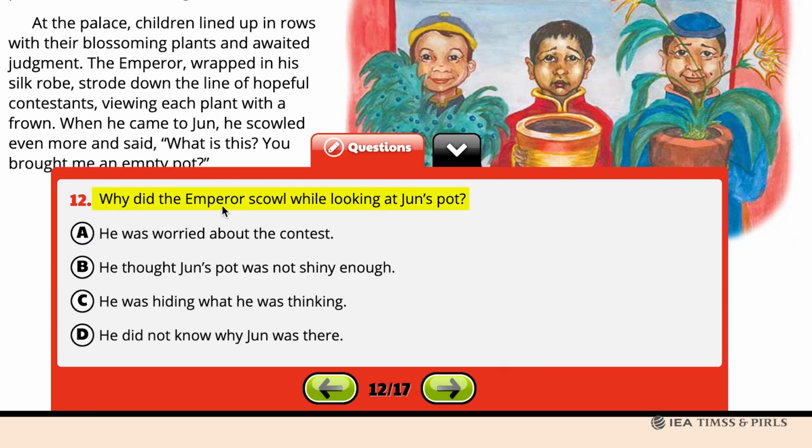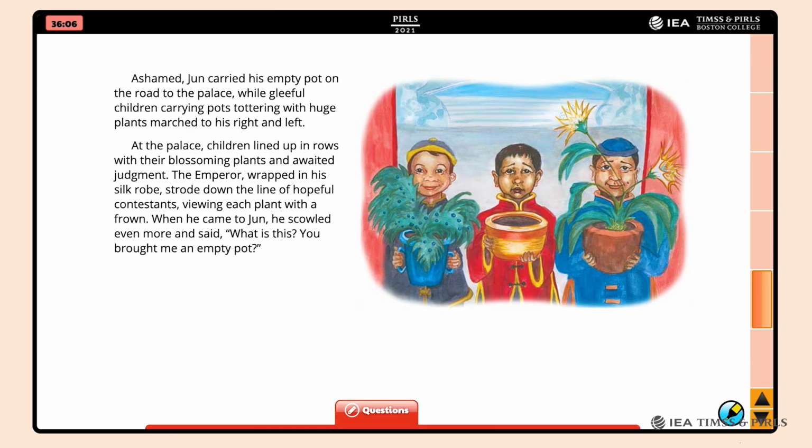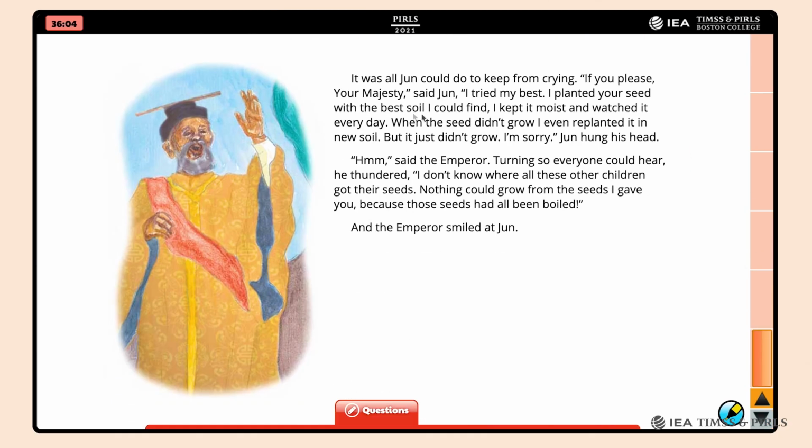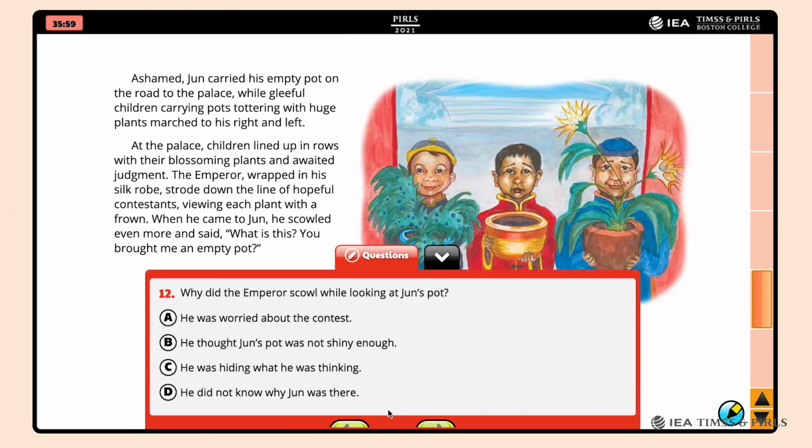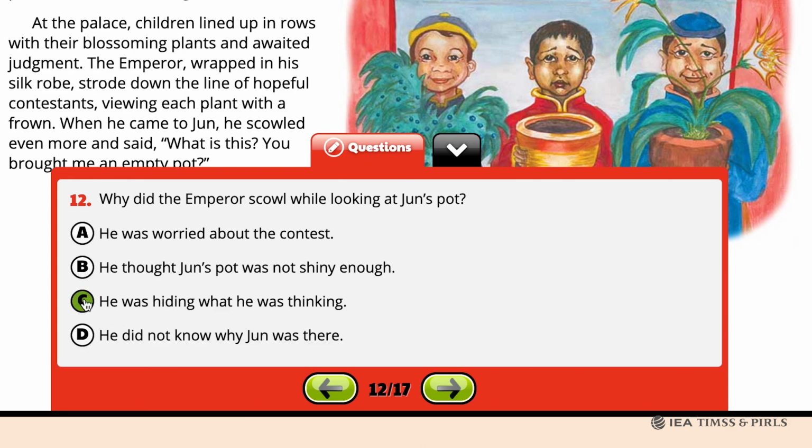Question 12 asks, why did the emperor scowl while looking at Jun's pot? This question is a difficult question, so the student can drop the question down and go to the next page for further information. After reading that page, the student can provide the correct answer. He was hiding what he was thinking, option C.